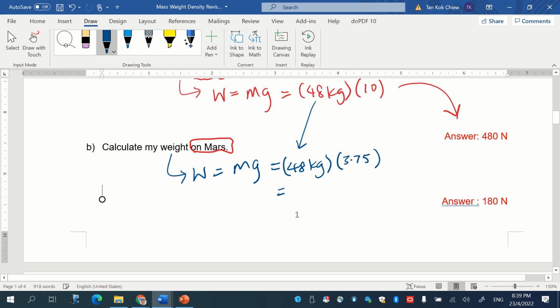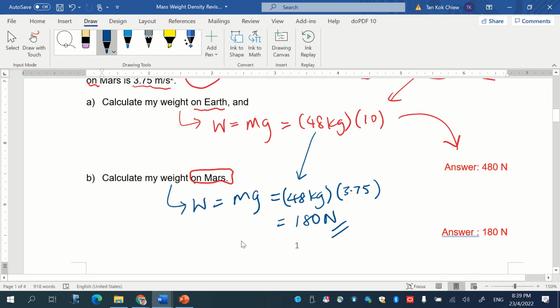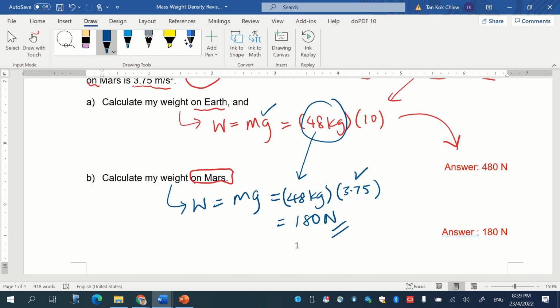3.75. You multiply by that, you should get 180 Newton. Okay, so this question, simple as it is, tests you a little bit about using the formula correctly, and number two, whether you know that the same mass is to be used in another planet, and whether you know to use a different G as given in the question.